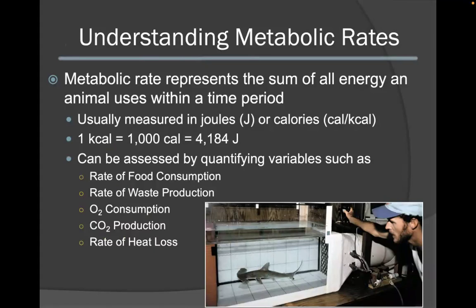A metabolic rate can be important in understanding the bioenergetics of an animal. The metabolic rate represents the sum of all energy an animal uses within a time period. These are typically measured in joules or calories or kcals. Metabolic rates can be assessed in the lab by quantifying different variables such as the rate of food consumption or waste production, oxygen consumption or carbon dioxide production, as well as the rate of heat loss.